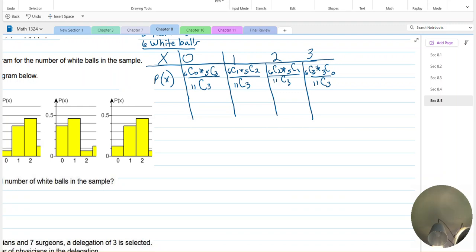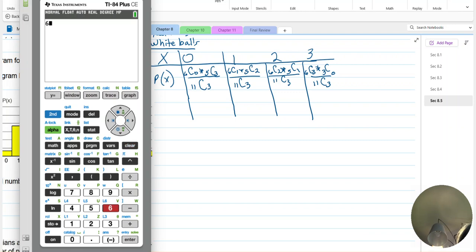All right, now I'm going to do the math on my screen. 6, math, PROB, number 3, choose 0, up arrow, side arrow, times, and this one is 5, math, PROB, choose 3, side arrow, divided by 11, math, PROB, number 3, choose 3. That's what I did. Oh, I forgot the 3 there. Sorry. Okay, so I have, for the first one, 0.06.